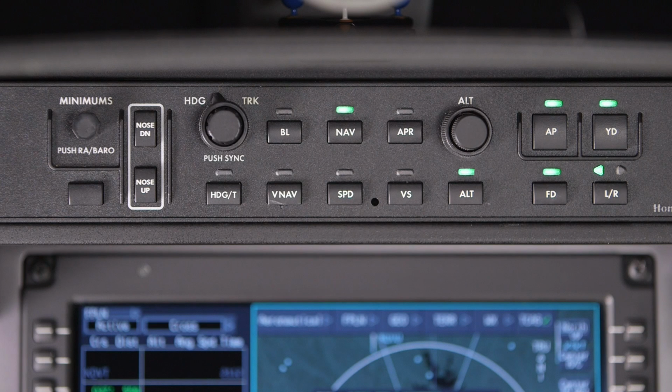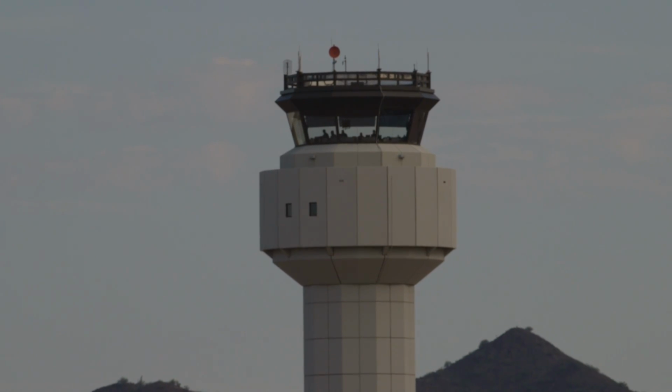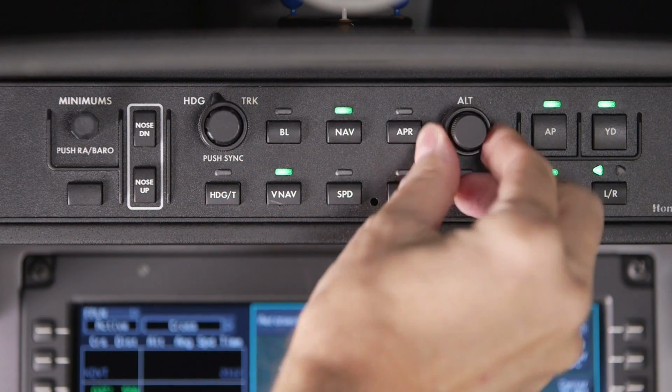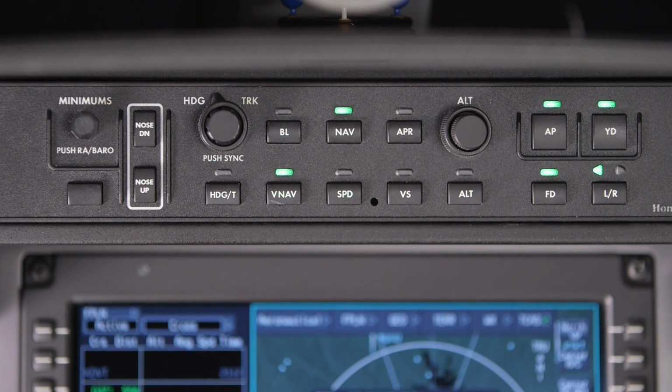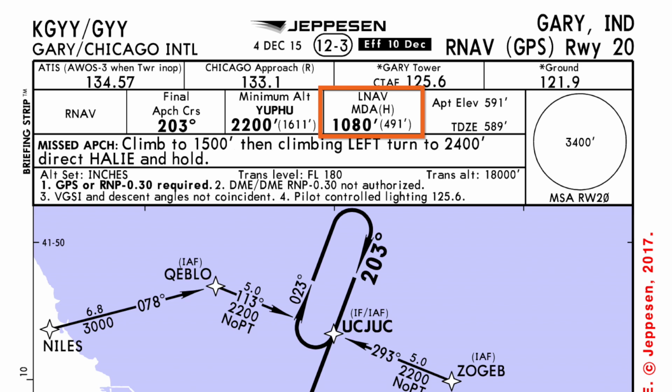For an approach to LNAV minimums, we will use the NAV mode for lateral guidance and the VNAV mode to manage our altitude from our present position all the way to MDA. Once the approach clearance is received from ATC, arm VNAV and set MDA in the altitude pre-selector. Keep in mind that the altitude pre-selector can only be set in hundreds of feet. So in this example, we'll need to round up to the nearest 100-foot increment, which is 1,100 feet.